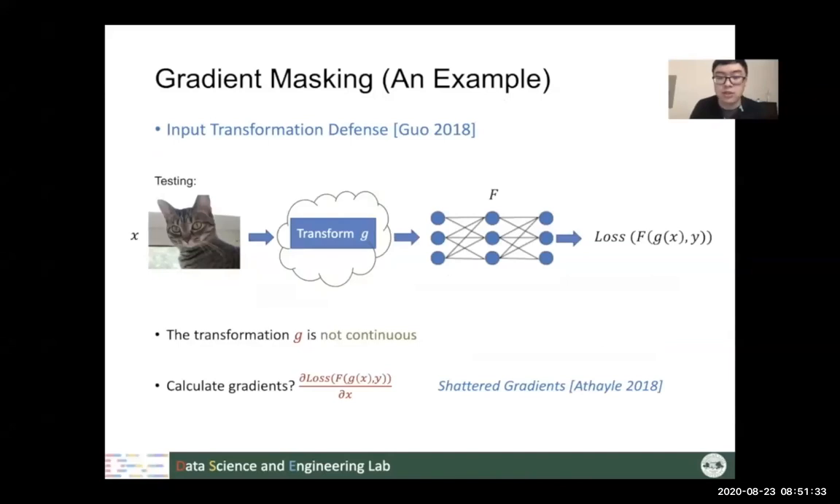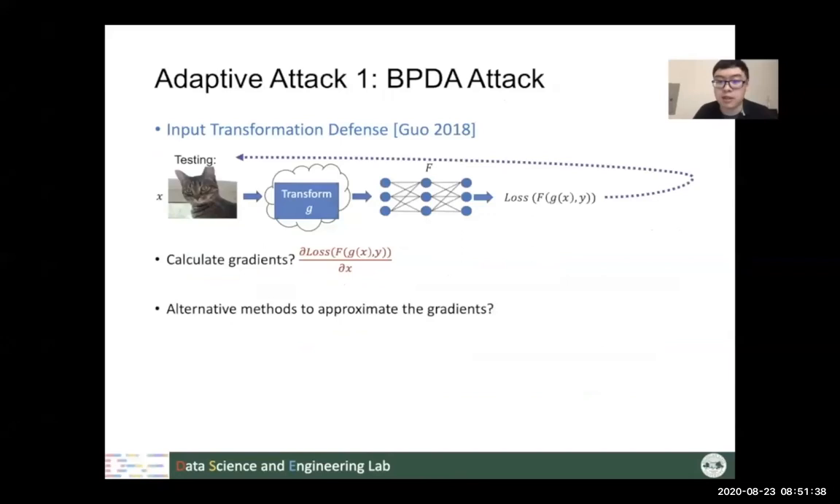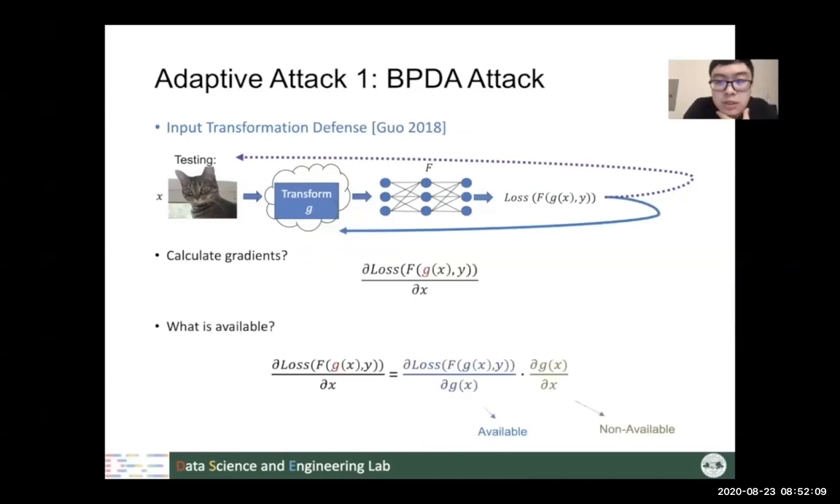This attack is called BPDA attack. So imagine that if we are an attacker, we want to use backpropagation to calculate the gradients of the F on the input X. But now, because G is non-differentiable, we cannot calculate it exactly. So is there any alternative method that can help us to approximate these gradients? So at this stage, as an attacker, we want to do the backpropagation from this loss value to the input sample X, right?